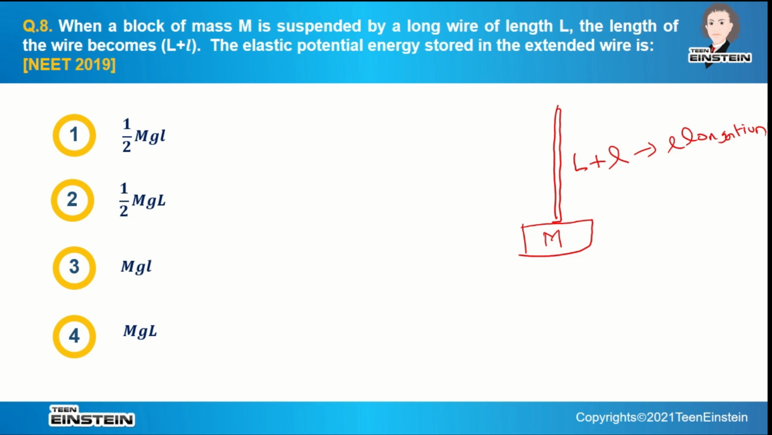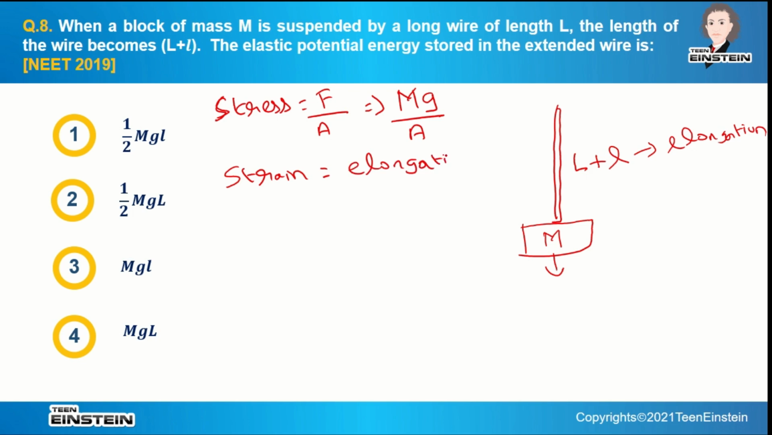They want us to calculate the energy stored. Here you are applying a force, the mass you are adding acts as a force, a kind of stress, and there is a deformation in the wire length, which is called strain. So first you have to calculate the stress and the strain. The stress is force per unit area. Here the force is mg, acting in this direction. And the strain is given by elongation per unit length.